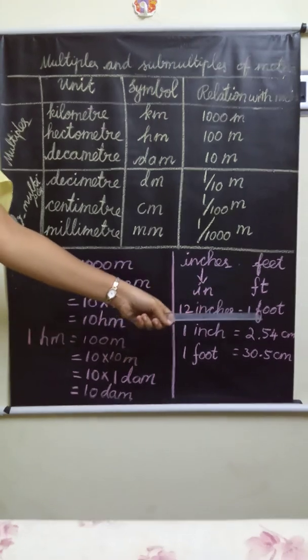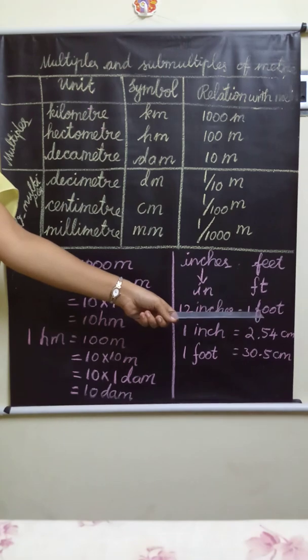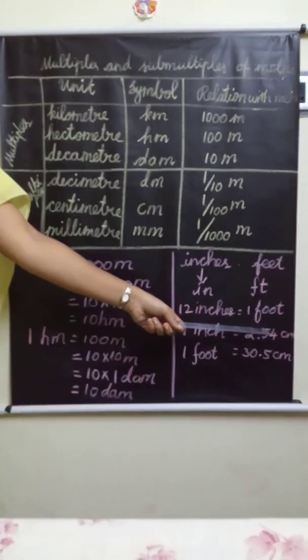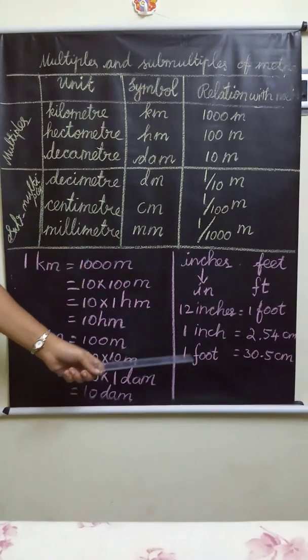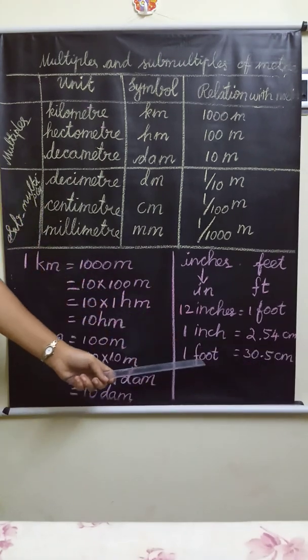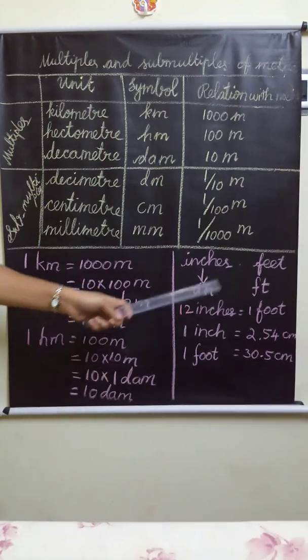Feet is the plural form of foot. 1 inch is equal to 2.54 centimeter. 1 foot is equal to 30.5 centimeter. You should remember this formula.